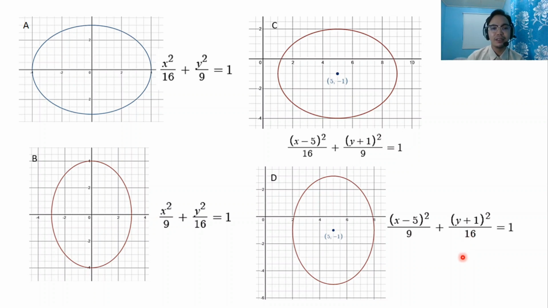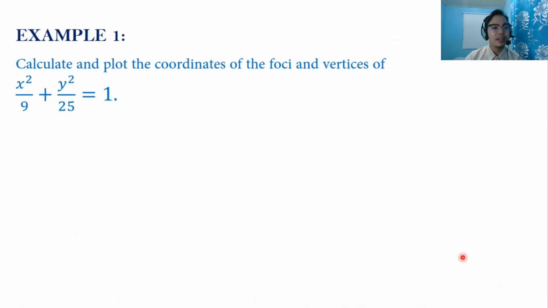Alright, let's have problem number 1. Calculate and plot the coordinates of the foci and vertices of x squared over 9 plus y squared over 25 equals 1. So let's have the solution.